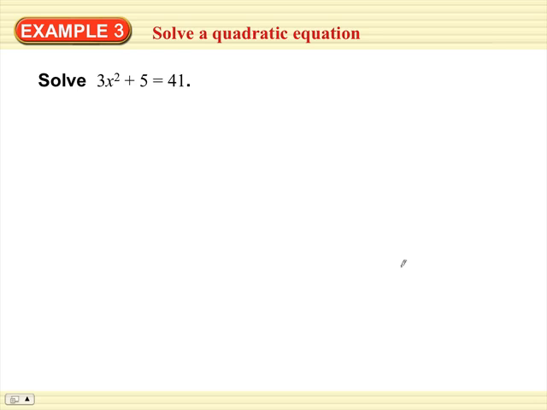All right, example 3. How are we going to solve this equation right here? We're going to factor. No, because there is no bx. Not going to factor. Go ahead. Get x squared, or actually get x by itself. See how far you get.